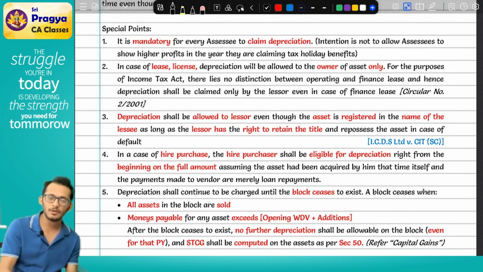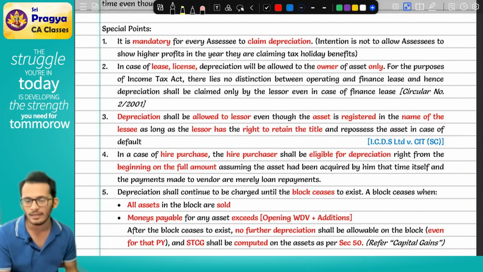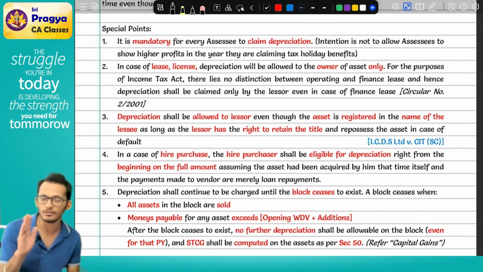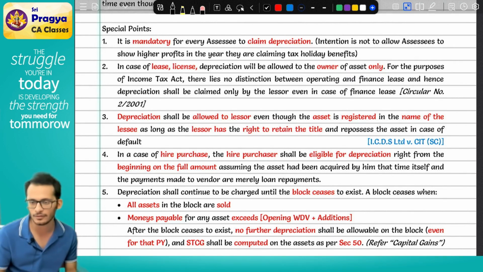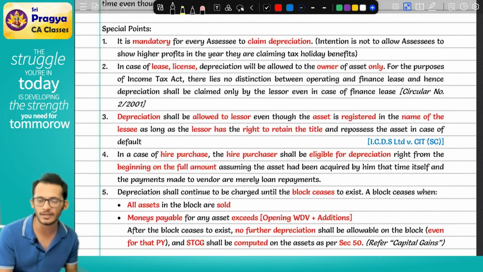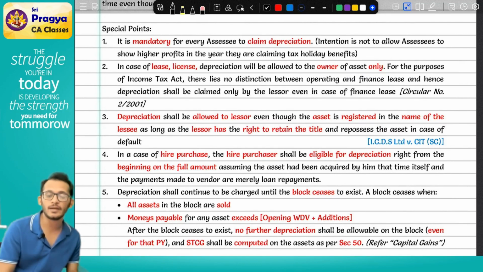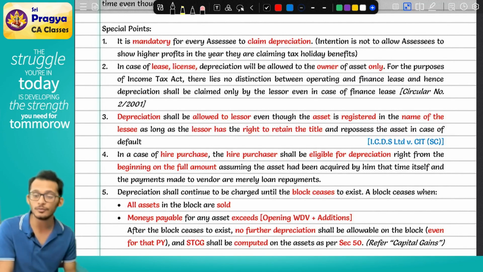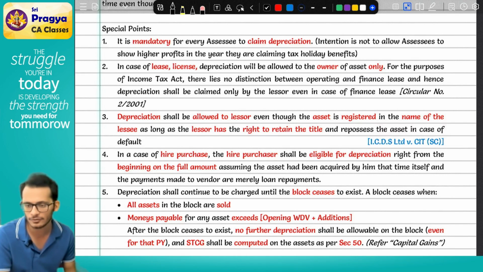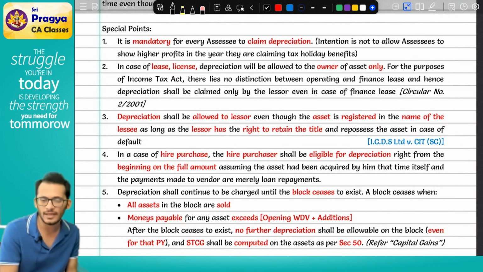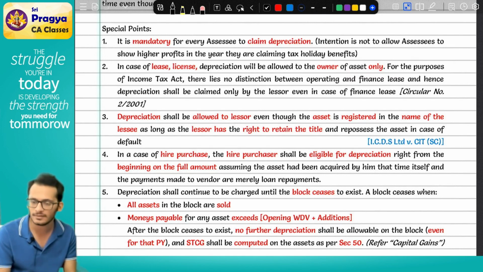So income tax said depreciation was mandatory for everyone, so that if you are in a tax holiday period, to the extent of the depreciation also you will not get a deduction. Don't come and ask me to defer depreciation. I will not do it for you. Even if you forget to claim depreciation, I will assume you have claimed depreciation, and I will remove it. Yes or no? Yes. Rule number one.